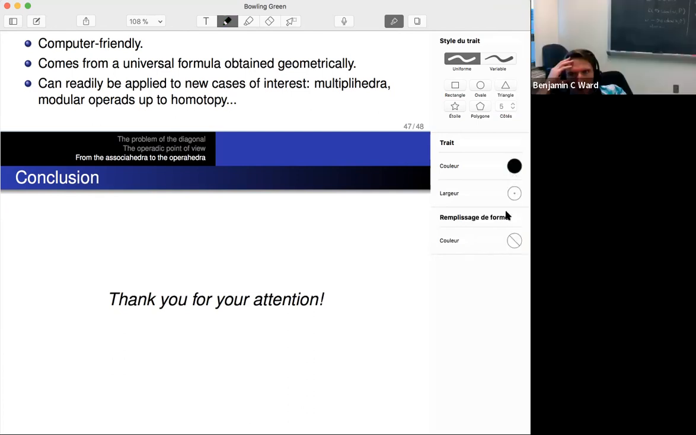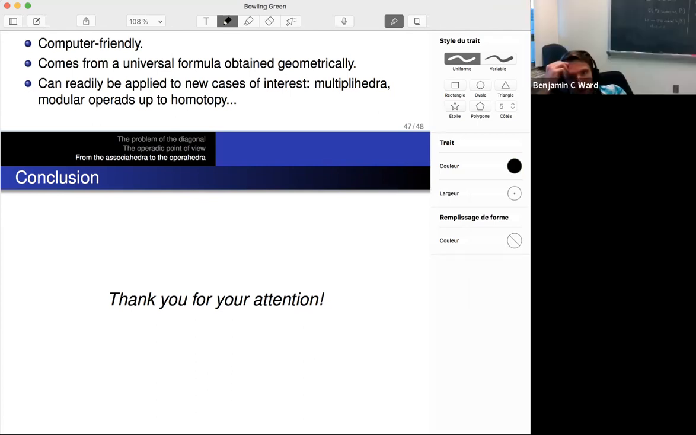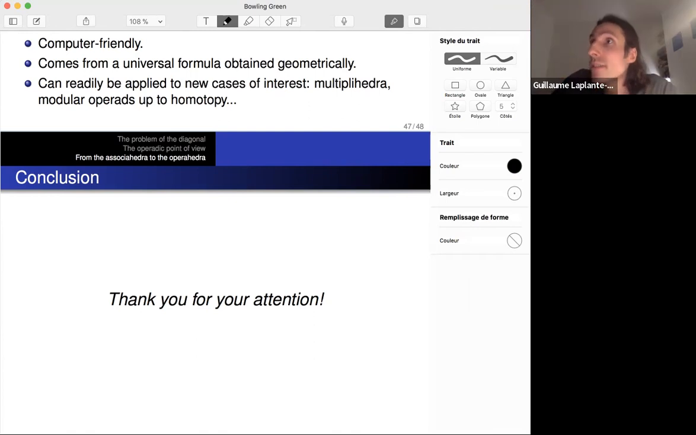I was wondering, in what way did the formulas simplify if you're tensoring together, say, just in the A infinity case, an associative algebra with an A infinity algebra, or an A_n algebra with an A_m algebra? Is there anything concrete? That's a good question.